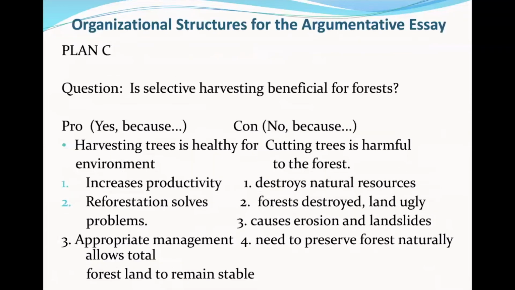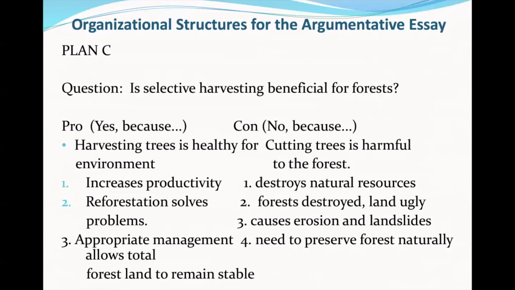Question: is selective harvesting beneficial for forests? It's good that you lay down all the pros and cons for this issue so that it will be easier to argue. Here, for the pro, harvesting trees is healthy for the environment. For the con, cutting trees is harmful to the environment. For the pro, it increases productivity, but for the con, it destroys natural resources.